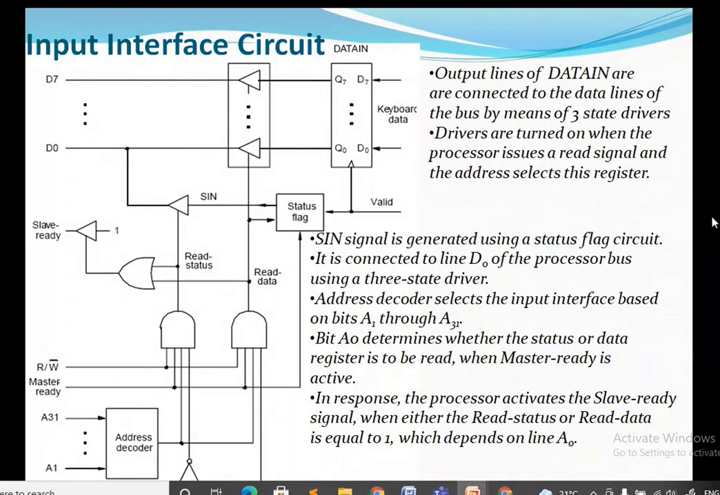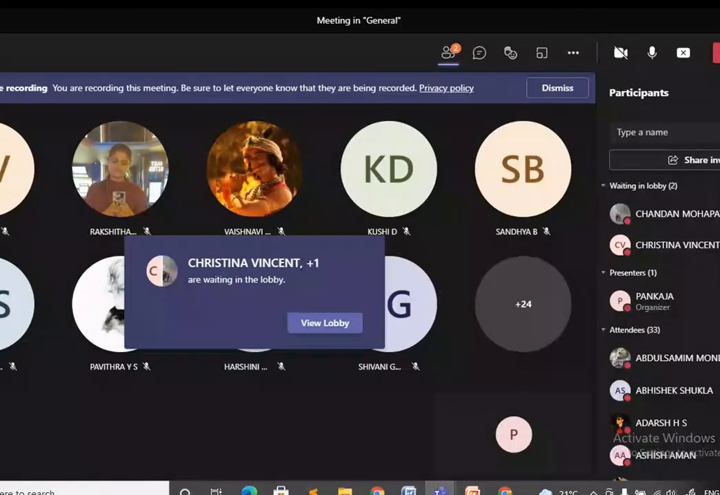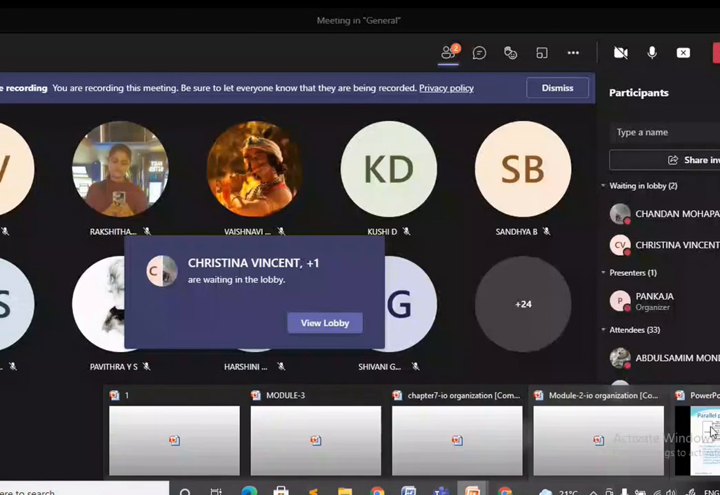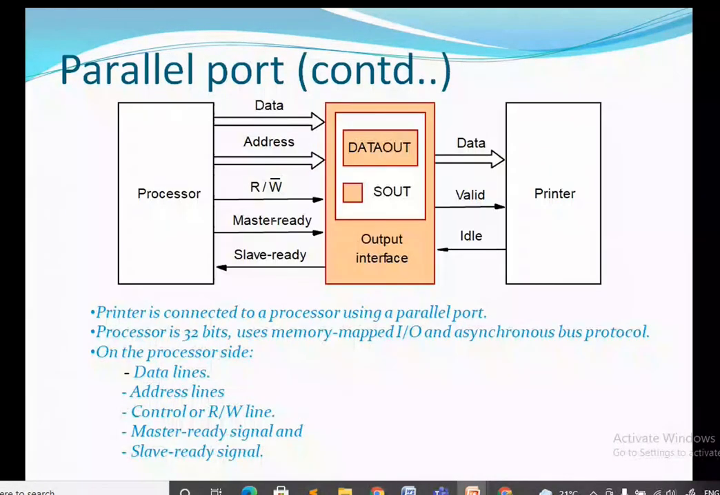They have not given it in detail, but you need to try to draw this diagram if they ask for the interface circuit for input, or the interaction between the processor and keyboard. You need to explain the procedure, how exactly the read process takes place. We have discussed this parallel port for read, and this one is for the write operation between the processor and printer. Normally they ask these types of questions.